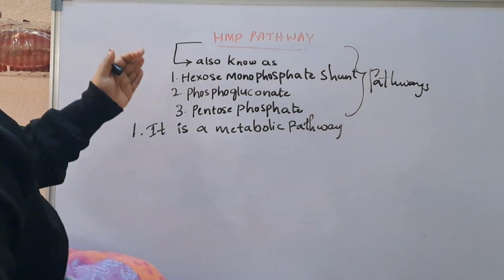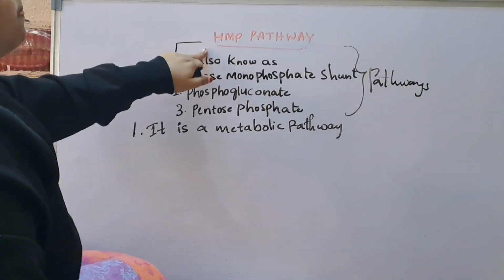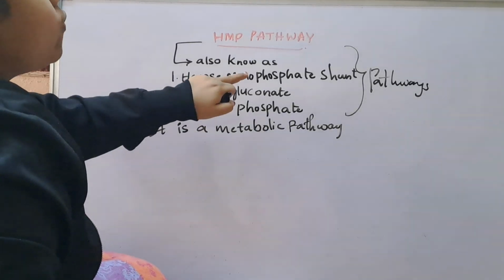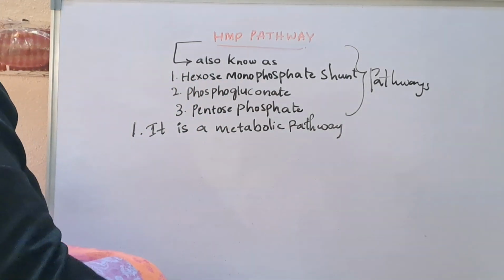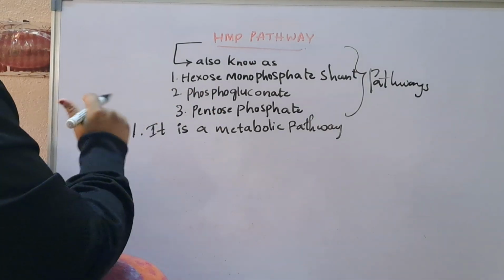So these are the three alternative names for the HMP pathway. The HMP pathway is also known as hexose monophosphate shunt or pathway. Okay, and this pathway is a metabolic pathway.